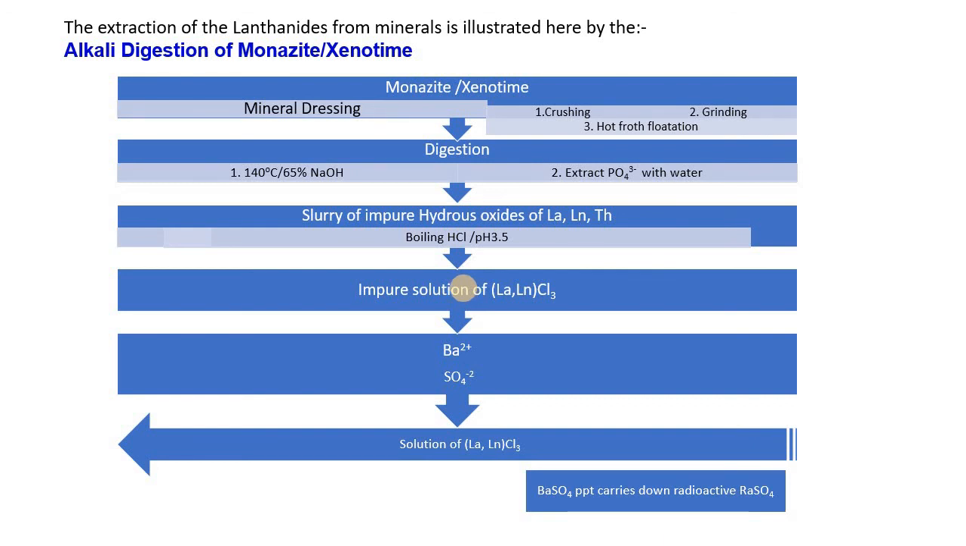Now add barium and sulfate. The solution contains lanthanum and lanthanide chloride, which is separated out, and the precipitates are separated out, which contain radium sulfate, etc. Thank you very much. Read, check, listen again, and then make your flowsheet diagrams to memorize and to reproduce. Thank you.